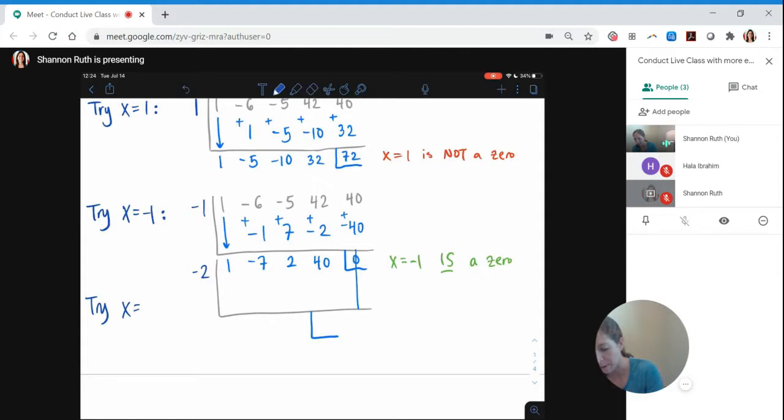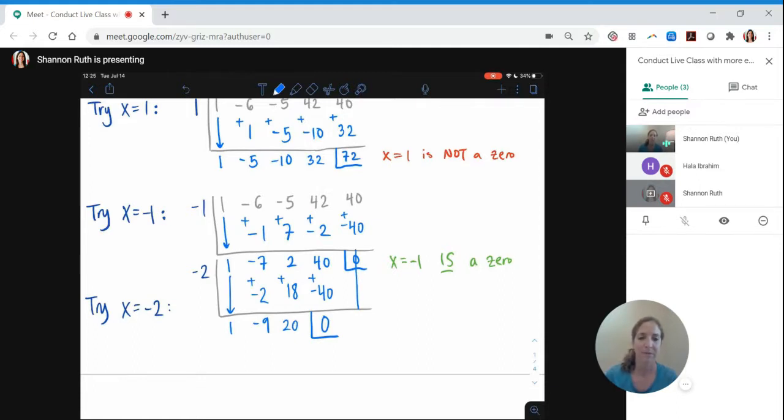Again, if you're writing on paper, you can just start it over. So let's go ahead and try -2. I'll drop the first value, multiply, add, multiply, add, multiply, and add to get, aha, a remainder of 0.